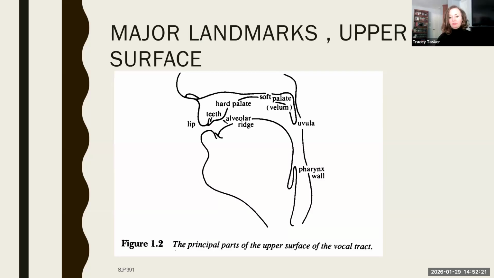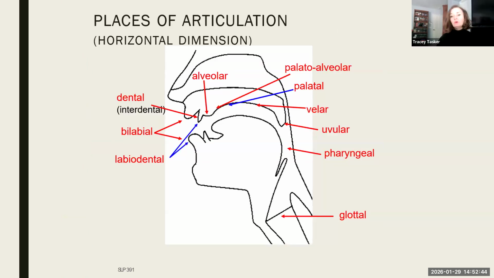Just to summarize, we talked about the tongue and the lower landmarks. Our upper landmarks are really talking about the soft palate, where we're making contact, or the hard palate, the soft palate also called the velum, and then our teeth and our lips. This is very important when we start talking about consonants. You'll see that we categorize our consonants based on the place of articulation. I'm not going to go into detail, but you will definitely be learning about this and memorizing it when we get into consonants.